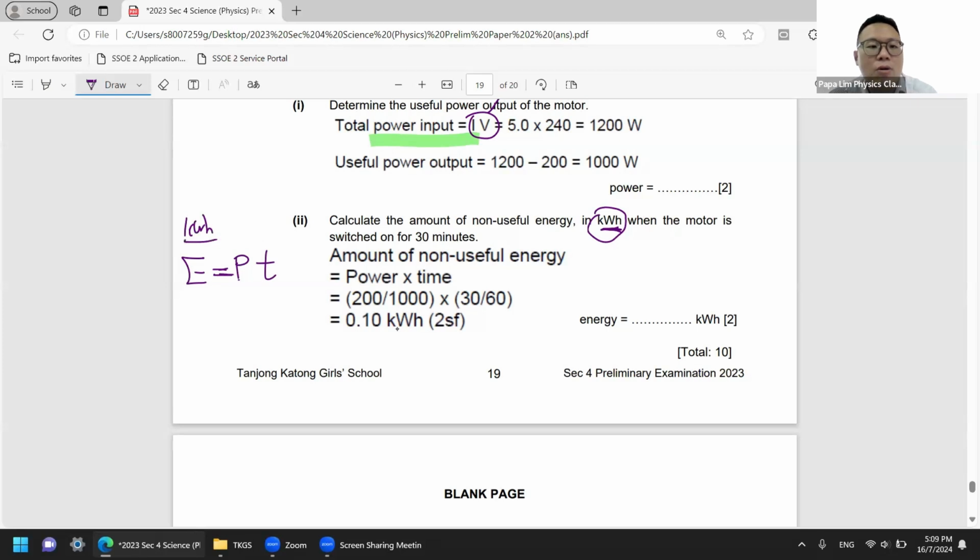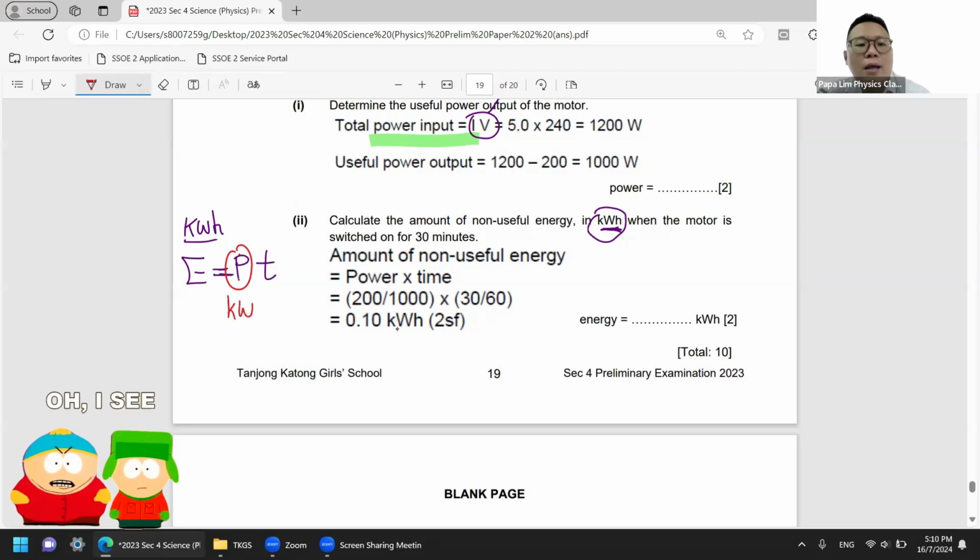Remember, the SI unit for energy is joules, not kilowatt hour. But now I purposely ask for kilowatt hour, which means my power and time cannot follow SI units. When do we use it? Cost of electricity. Whenever we find the cost of electricity, we definitely need energy in kilowatt hour. And when we need energy in kilowatt hour, I need power to be in kilowatts and time to be in hours.